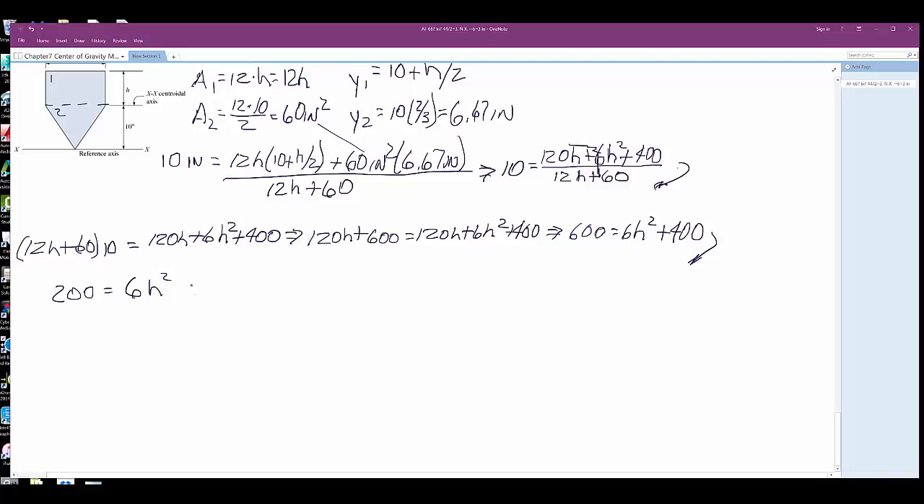Okay, so then we would go one step farther. We want to get rid of that h squared. Let's see, so we would do what? Divide both sides by 6. So you end up with 33.33 on the left and h squared. Okay, so to get h, take the square root of 33.33, and that equals 5.77 inches equals h.